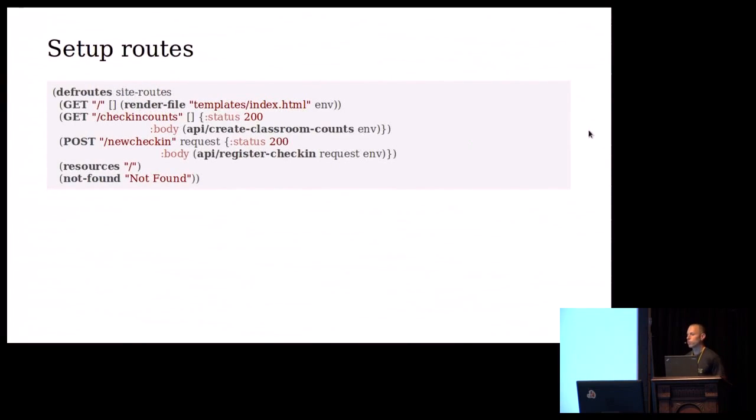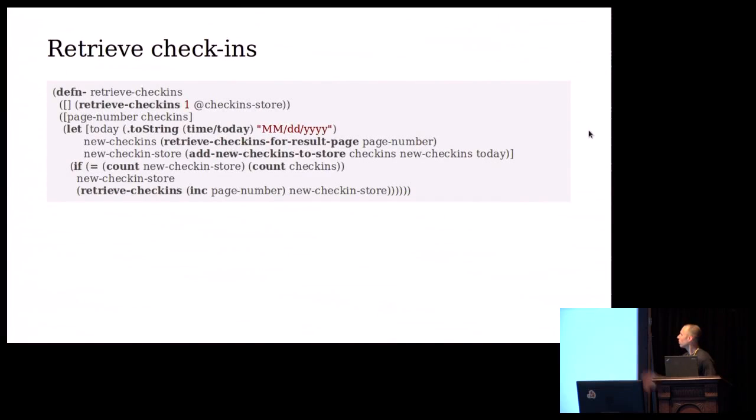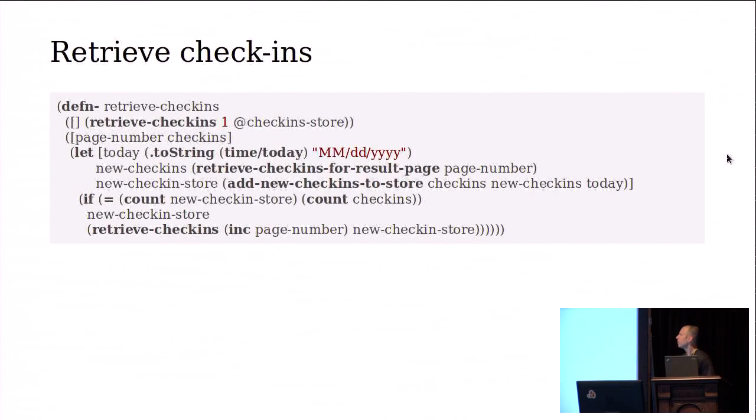The first thing we'll do is set up our routes. Of most interest here is our post route for our new check-ins, that will be the route we expose for the webhook to call. When the webhook calls our endpoint, we need to retrieve the check-ins from the server, from the API. The check-ins are returned 20 at a time, so we'll need to page through the list of check-ins.